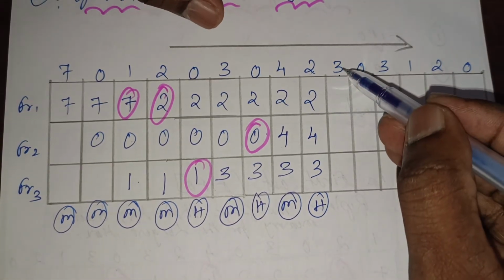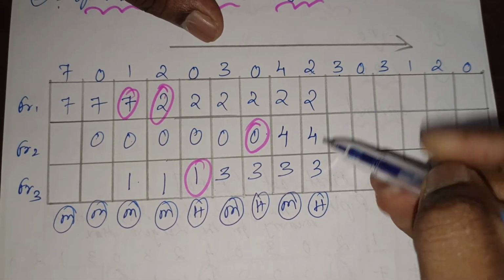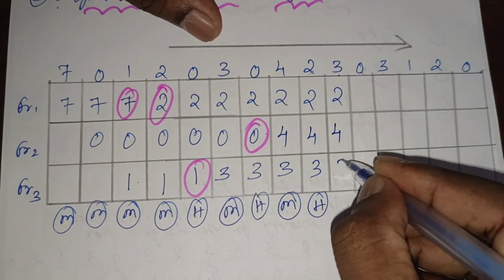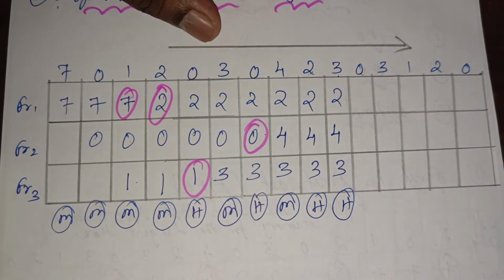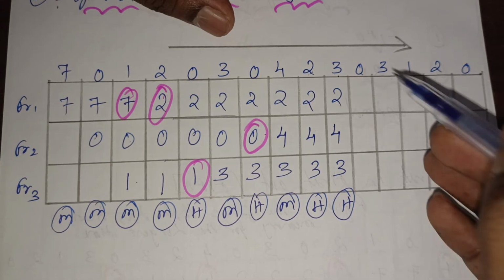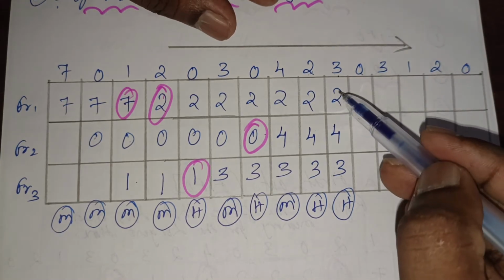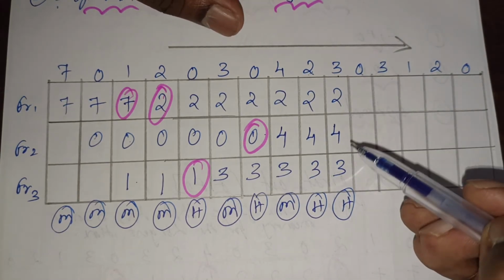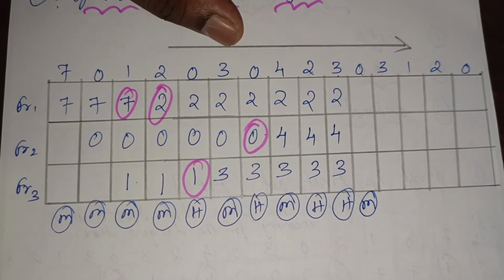Now the next frame is 3. 3 is called here. 3 is already inside. So it is a hit. 3 is called already. So it is a hit. Now we are going to check that 0 is called here. There is no 0 available in this frame. So it is a miss. Definitely it is a miss.